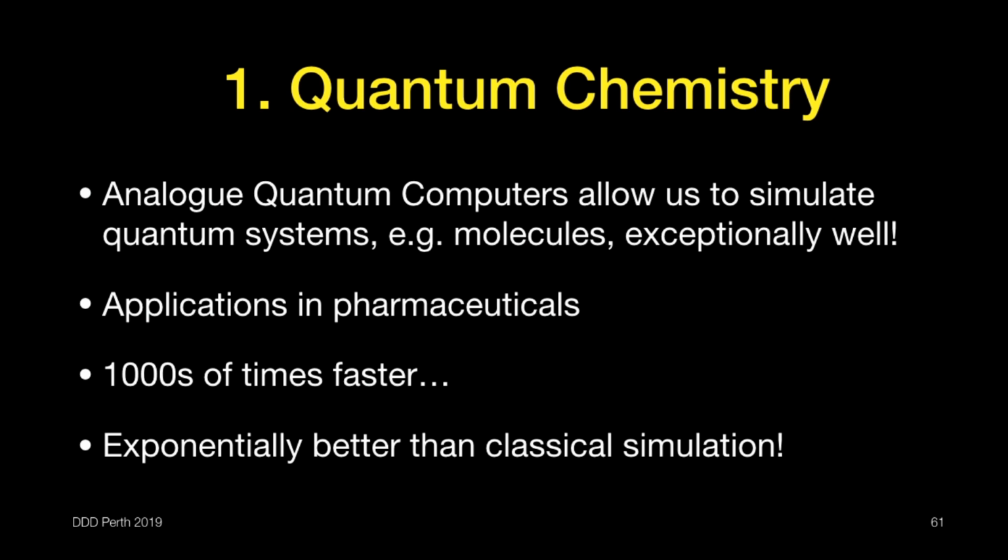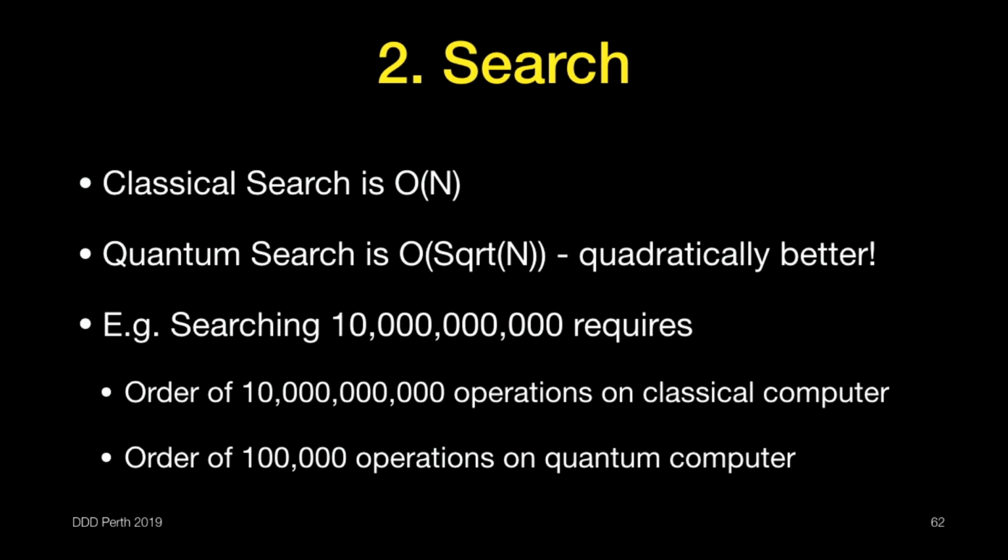$1 trillion industry, they're saying, in using quantum computers to simulate atoms, to build the materials and the chemicals we need for our pharmaceuticals. Quantum simulation is not just a little bit faster, it's thousands of times faster than classical computers trying to simulate a quantum system. It's exponentially better. That's huge, exponentially better. So the first thing that quantum computers can do is they can simulate quantum systems in the real world, which is great.